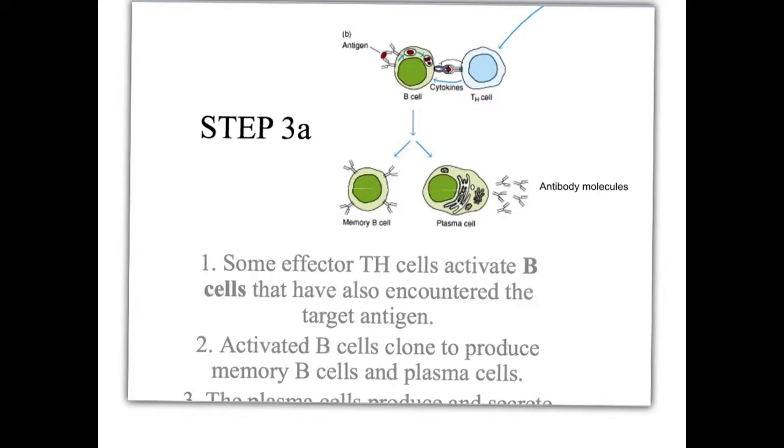The mitotic divisions again are called cloning, and some of the clones are memory B cells for long-lasting immunity, but many of them become plasma cells. Plasma cells are antibody-producing factories. Antibody molecules are Y-shaped structures that have various different roles to play in the process of destroying and clearing the antigen from the body.